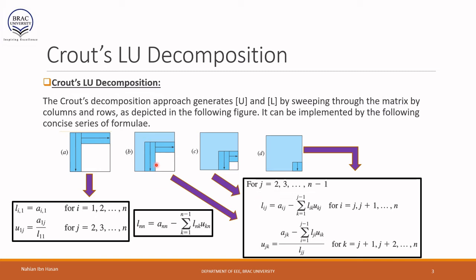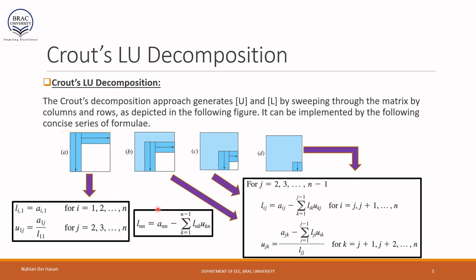So then the same case goes for these. In the second scenario we go from j equal to 2 to n minus 1, and i equal to, in the same manner that we used for this purpose. So in this way we can use these formulas to implement the Crout LU decomposition method.